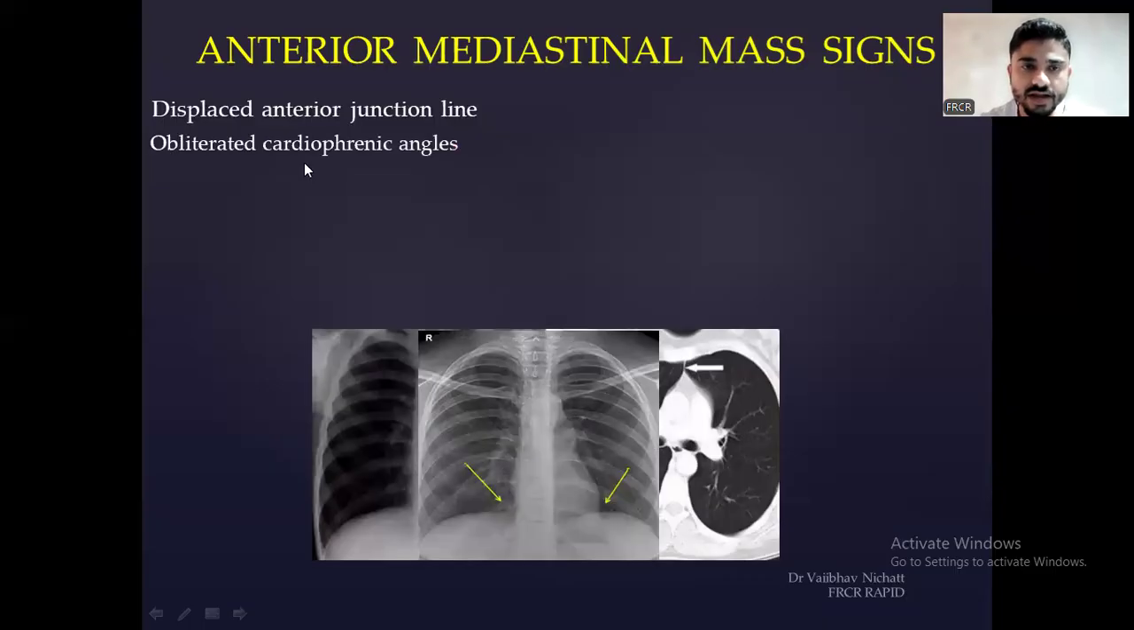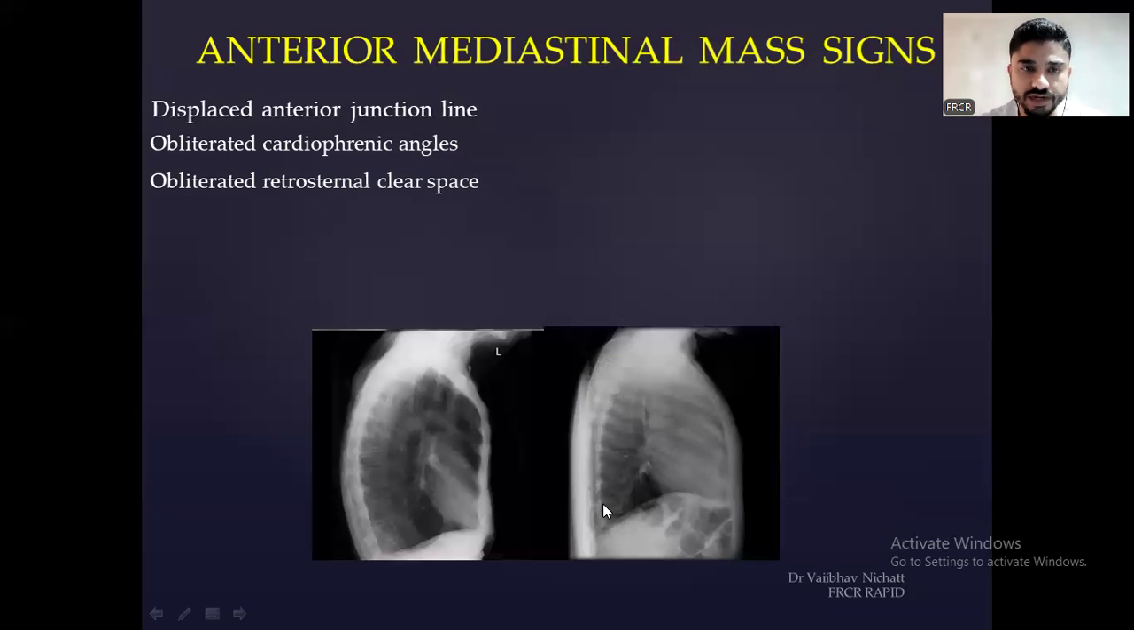Then the next sign which is going to help you confirm an anterior mediastinal mass is an obliterated cardiophrenic angle. So this is the right cardiophrenic angle, this is the left cardiophrenic angle. If there is any mass causing obliteration of the right or left cardiophrenic angle, then you can safely say that the mass is situated in the anterior mediastinum and not in the middle or posterior mediastinum.